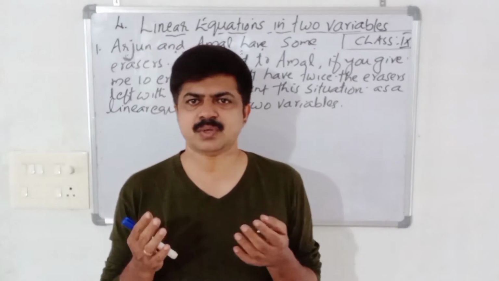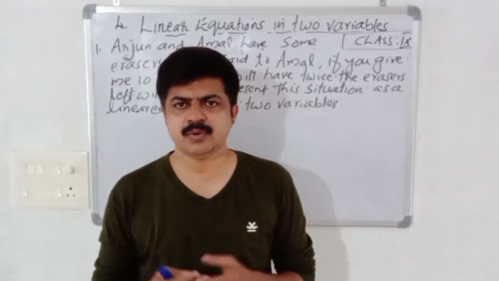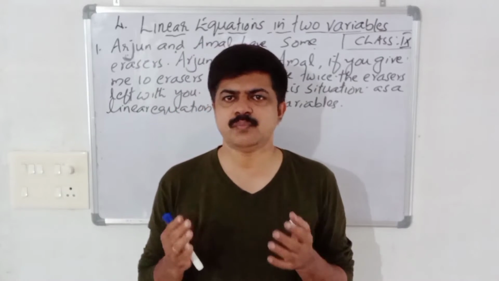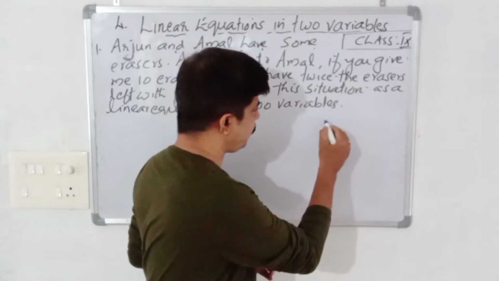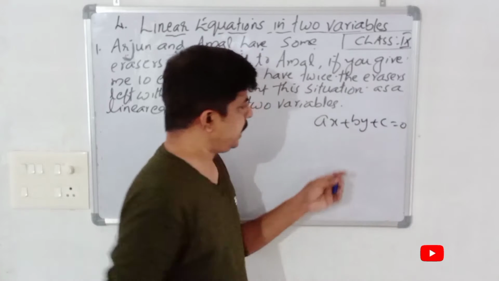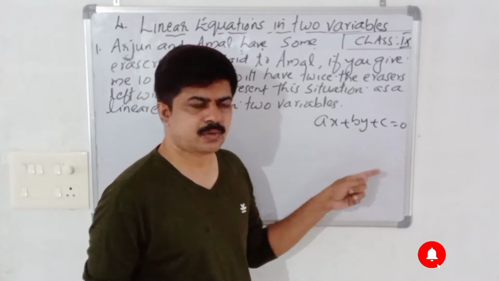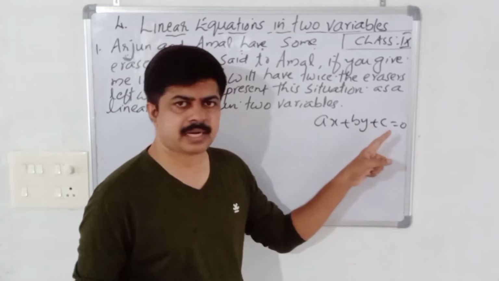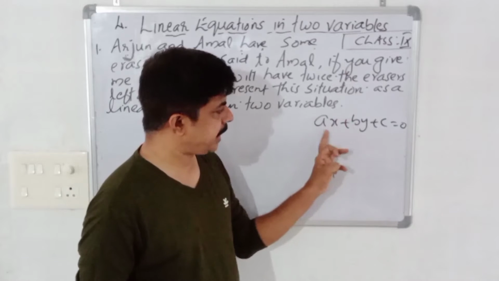The math lecture. Now let us quickly review what a linear equation in two variables is. How do you define a linear equation in two variables? An equation that can be put in the form ax plus by plus c is equal to 0, where a, b and c are real numbers, and one more condition: both a and b cannot be 0.